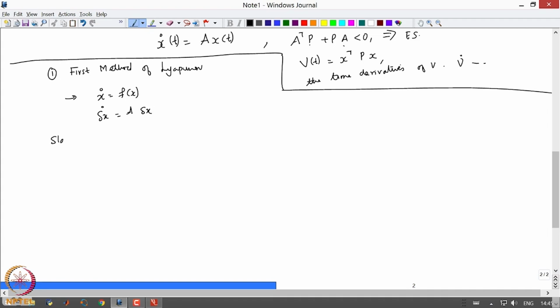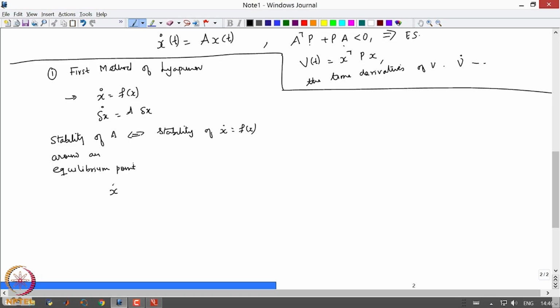stability of A had some direct implications on the stability of x dot is f of x. Again, this is all around an equilibrium point. Of course, we here rule out the condition when A has a 0 eigenvalue.